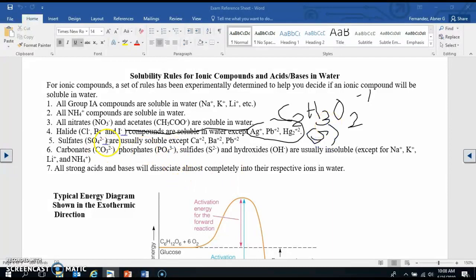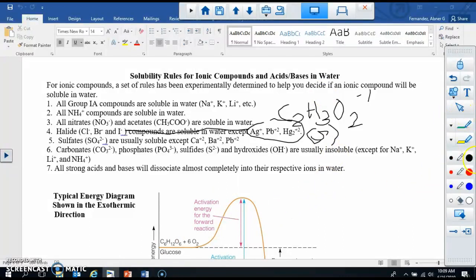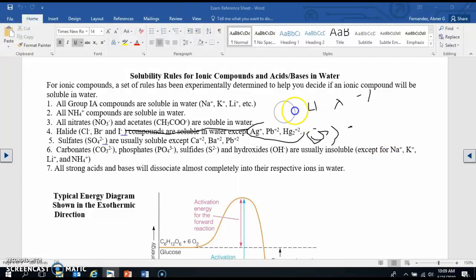Sulfates are also soluble in water. So anything that has SO4 at the end is soluble in water, except, just like number 4, if you have calcium in front, barium in front, or lead in front. So that's one of the few rules, and I hope that you guys can read through this, because we don't really have a lot of time on this lecture. There are other exceptions to the rule.